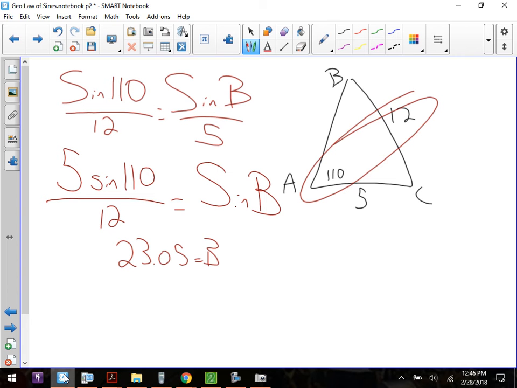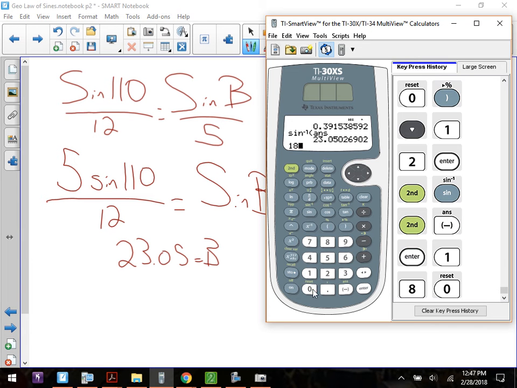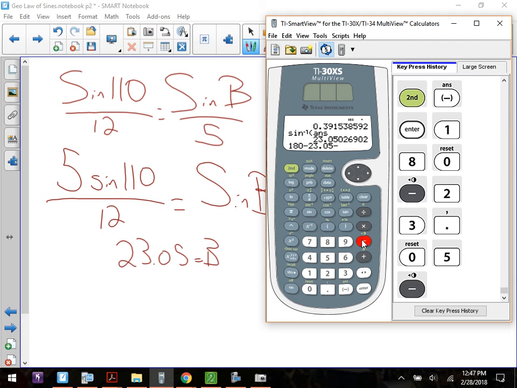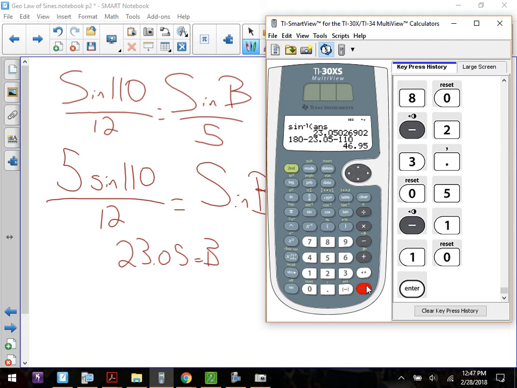Anyway, so you got 23.05 for B. Now, what do you have to do to find angle C? Very good. To find angle C, after you use law of sines once to get an angle, all you have to do is subtract out from 180 the two angles you have so far to get the last one. So we go 180 minus the 23.05 minus the 110. 46.95 left over for C.